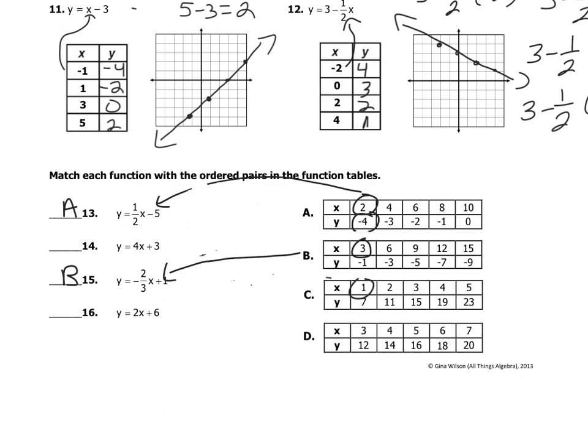So let's try 1 over here in number 14. It would be y equals 4 times 1 plus 3. 4 times 1 is 4, and 4 plus 3 is 7. So that's going to be C. And then obviously 16 would be D.